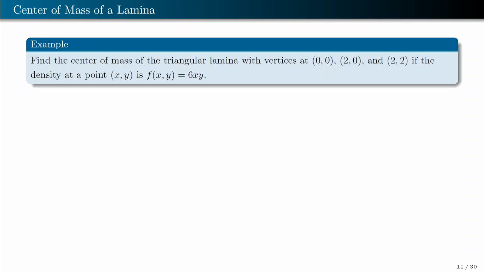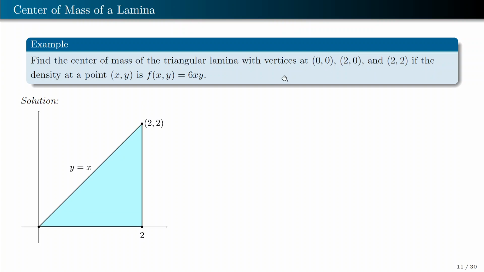Okay, so let's apply these to an example. Let's find the center of mass of the triangular lamina with vertices at the origin, (2, 0), and (2, 2), if the density at the point is f of xy equals 6 times x times y. So we have formulas from earlier. The center of mass is given by a bunch of double integrals. To evaluate those double integrals, we need a sketch of the region. So this is the sketch of the region of the triangular lamina. It's just a triangle. Since this is the line segment from the origin to the point (2, 2), this is just the line y equals x.